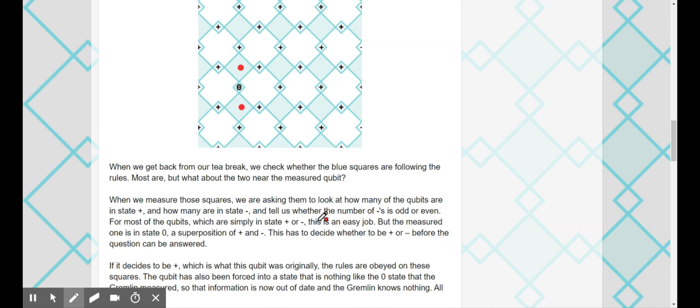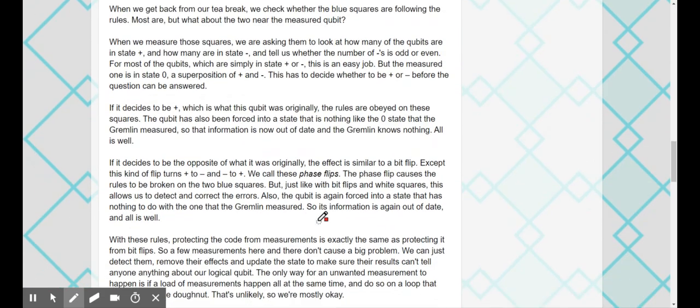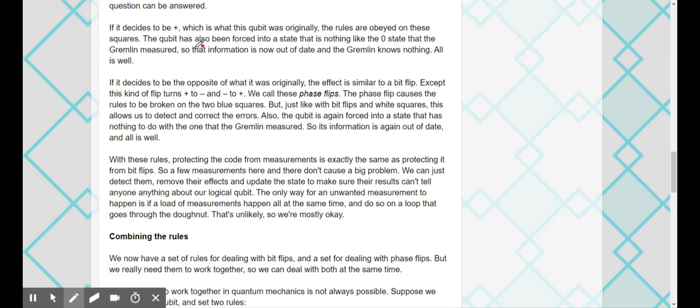But the measured one is in state 0, a superposition of plus and minus. This has to decide whether to be plus or minus before the question can be answered. If it decides to be plus, which is what this qubit was originally, the rules are obeyed in these squares. The qubit has also been forced into a state that is nothing like the 0 state it was measured in.